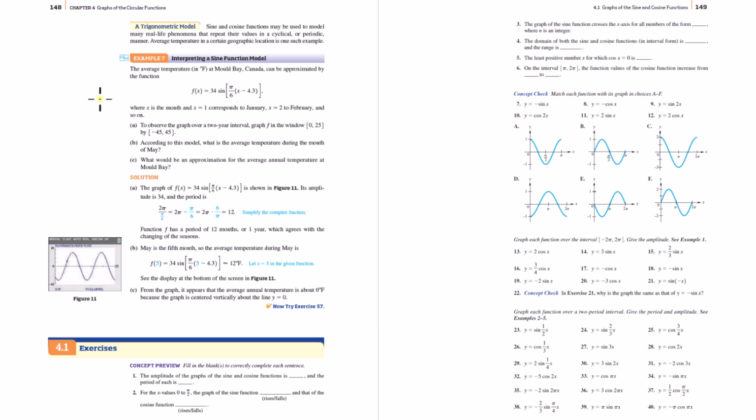So yeah, this was just an introduction to the sine and cosine function graphs. We've got more videos coming up so we can really get more practice and look at these graphs in more detail, work some problems. So, okay, see you in the next video.